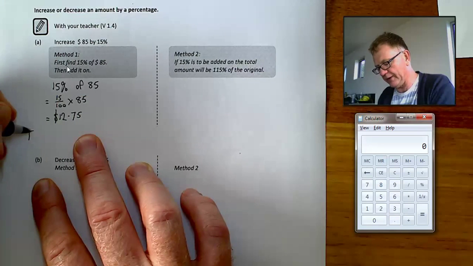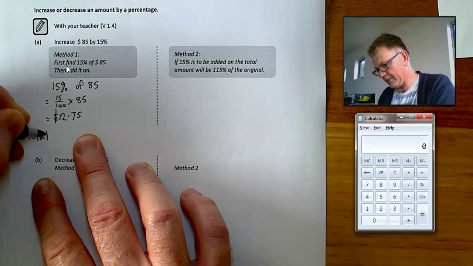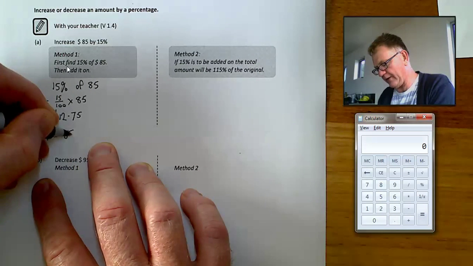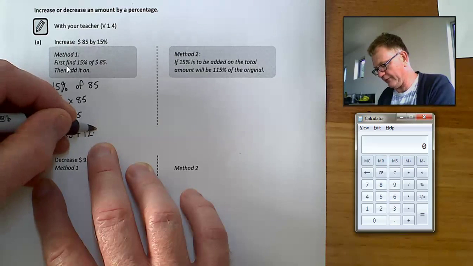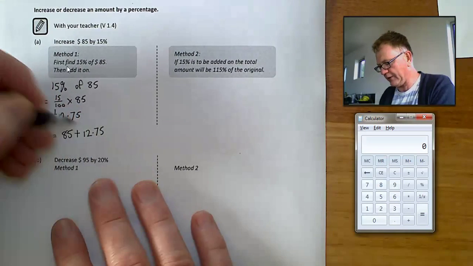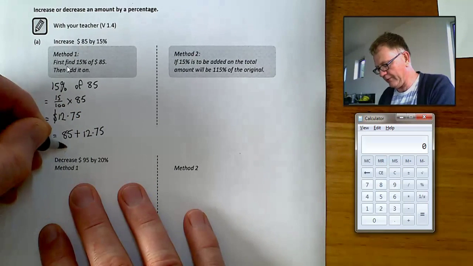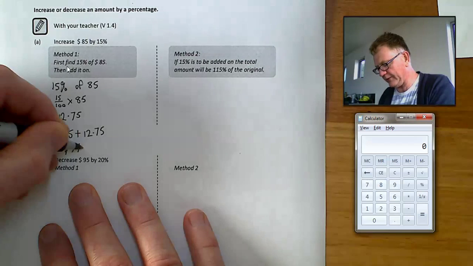So the total at the end is going to equal 85 plus $12.75. A total all up of $97.75.